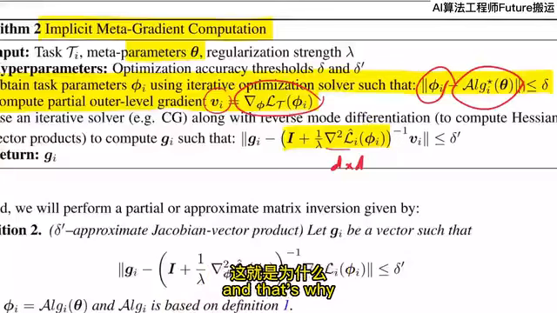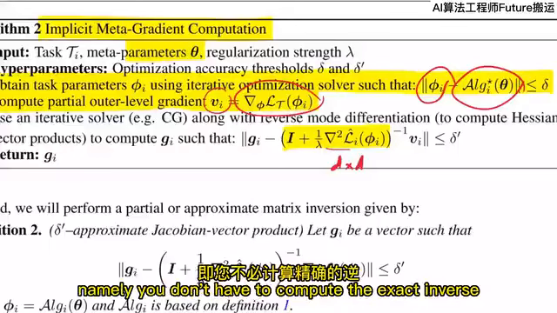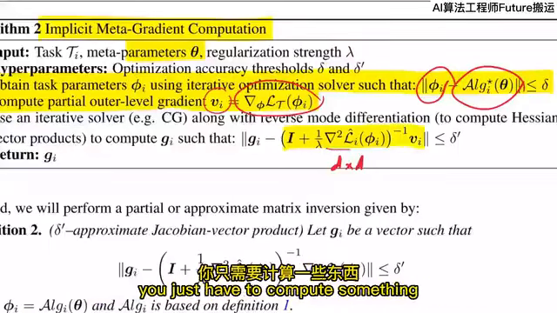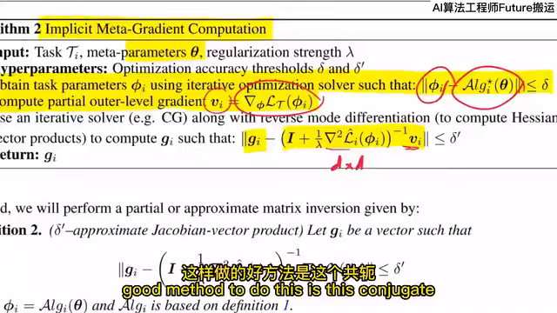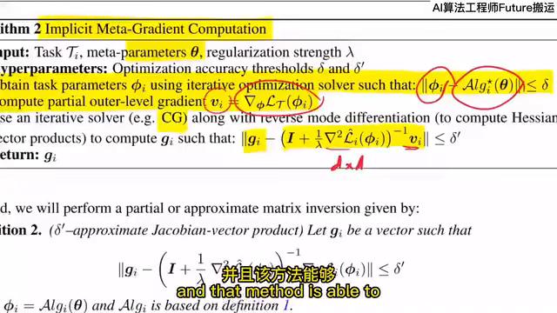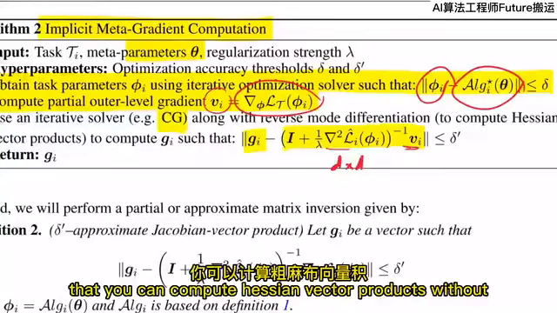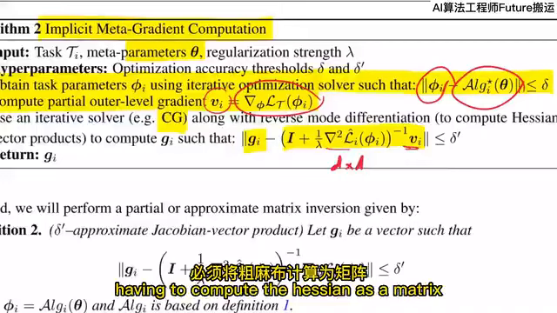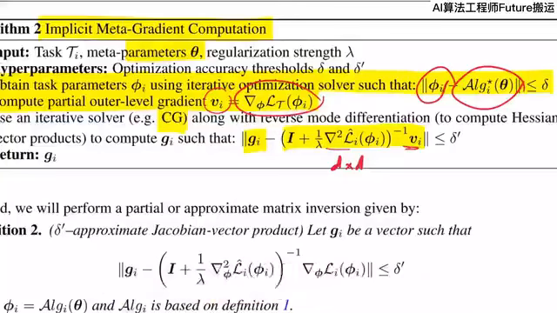So if you have 5 million parameters, this is going to be a 25 million size matrix. It is just not possible. And that's why this paper extends this method to a second degree of approximation, namely, you don't have to compute the exact inverse, you just have to compute something that is very close to the inverse times this final gradient. And a good method to do this is the conjugate gradient method, and that method is able to basically use the fact that you can compute Hessian vector products without having to compute the Hessian as a matrix. This you can also do with a sort of modified backpropagation algorithm.